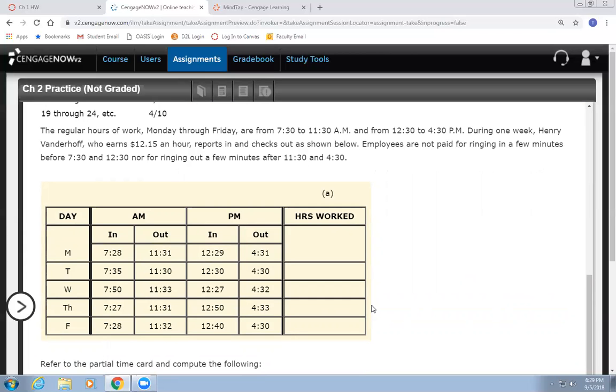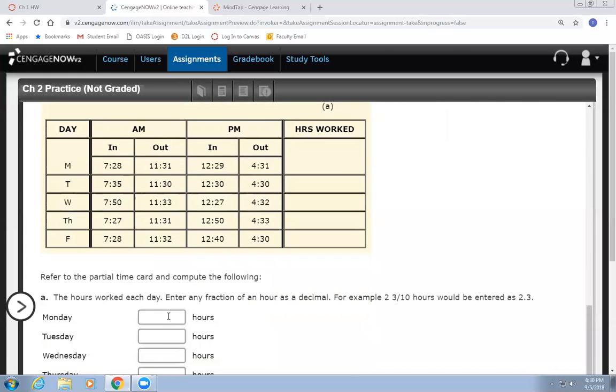So we need to figure out Monday through Friday what hours Henry is getting credit for. If I look at Monday, he clocked in at 7:28. So he clocked in a little bit before, so he's good there. And he clocked out at 11:31. So both of those are fine. He worked his 4 hours in the morning. And then same in the PM. He clocked in at 12:29, a little early, and out at 4:31, a little late. So he's met his 8 hours, okay? So he actually gets 8 hours of credit on Monday. Again, clocking in a little early or clocking out a little late are fine.